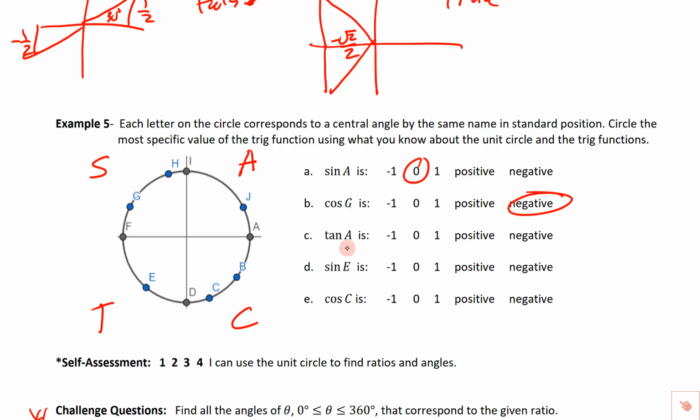Tangent A. Luke, what do you think? 0. It is 0. Can you tell us why it's 0? Because the sine over the cosine. Very good. So sine of 0 over the cosine of 0, and we already figured out this was 0. So this would have a 0 on the top and a 1 on the bottom. So it would be 0. Don't say anything. Sine of E.